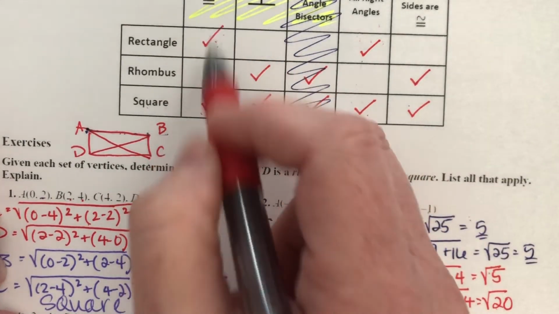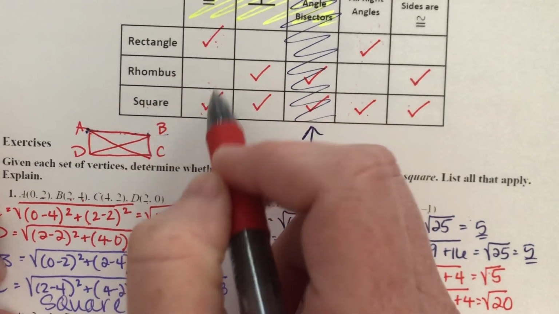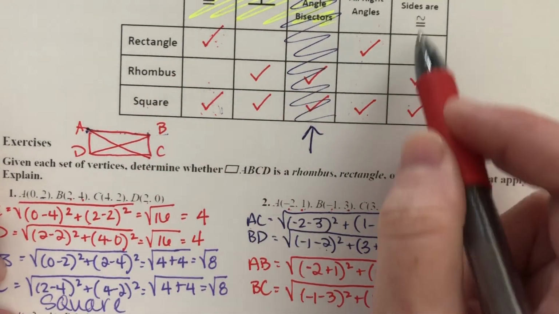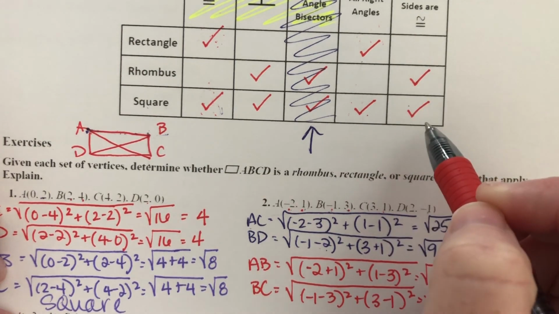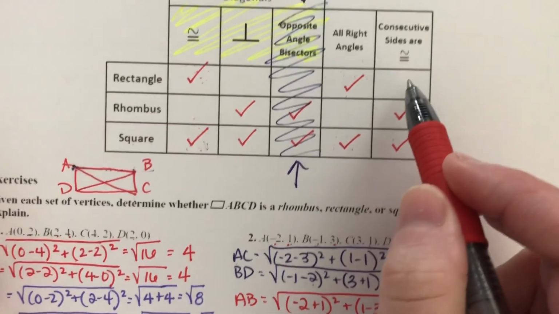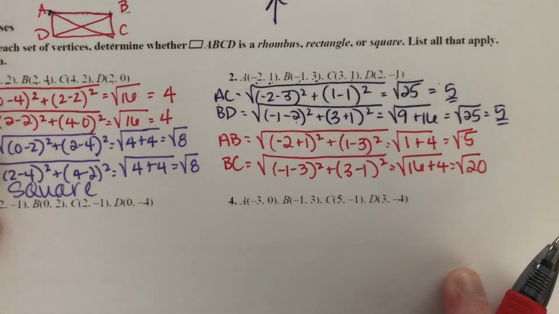The only other thing I checked off or tested out was this column, and they both qualified. Now I checked out this column, and this bottom guy does not qualify. This is not true. The sides are not congruent, these consecutive sides. So it has to be a rectangle.